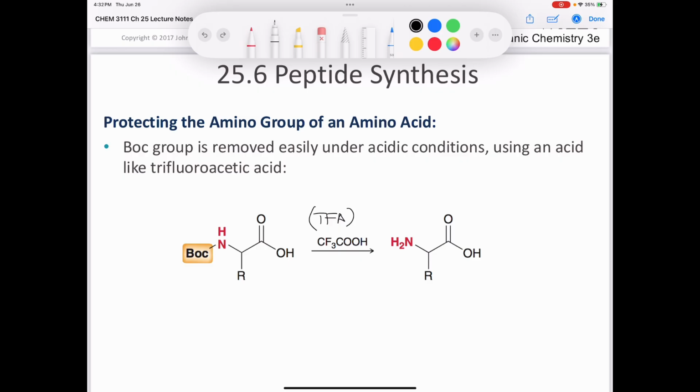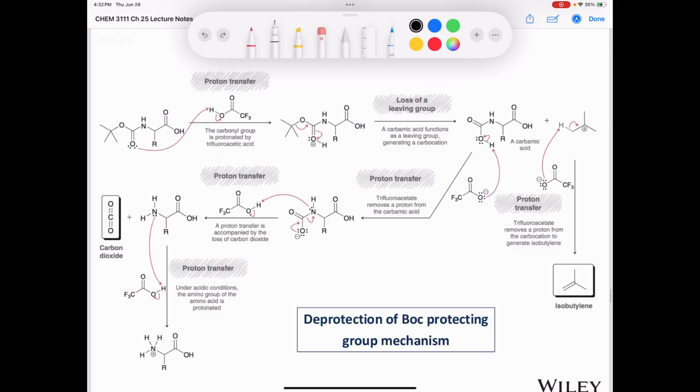If you bring somebody in the lab, they've never done anything to do with organic chemistry before, you could just tell them to take this Boc protected amino acid and treat it with TFA, and it's going to work. And the reason why Boc deprotection works so well is because you end up producing two gases along the way.